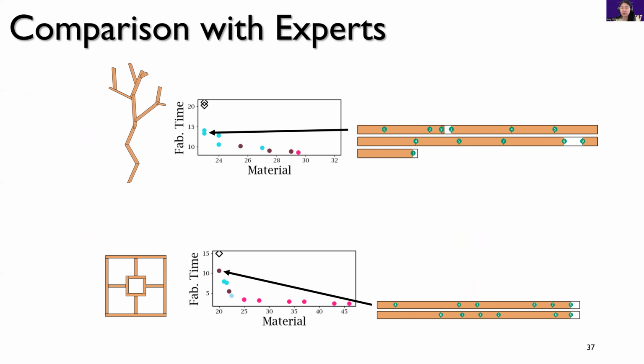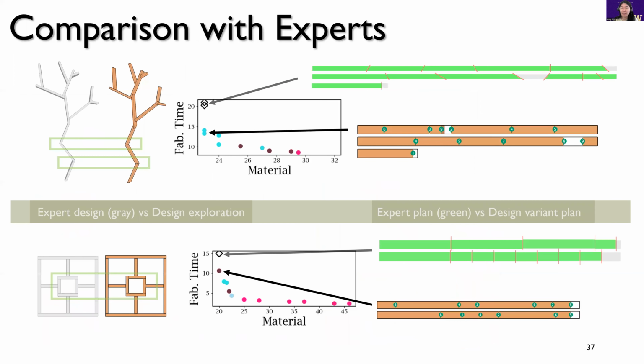To compare our results to a human baseline, we asked carpentry experts to generate design variations and fabrication plans for each model. Their solutions are plotted as diamonds. Since experts produce each solution by hand, they produce Pareto fronts with many fewer solutions than our approach. And for 14 of the 16 models, solutions generated by our tool dominate the expert solutions. And for the other 2, they were equally good.